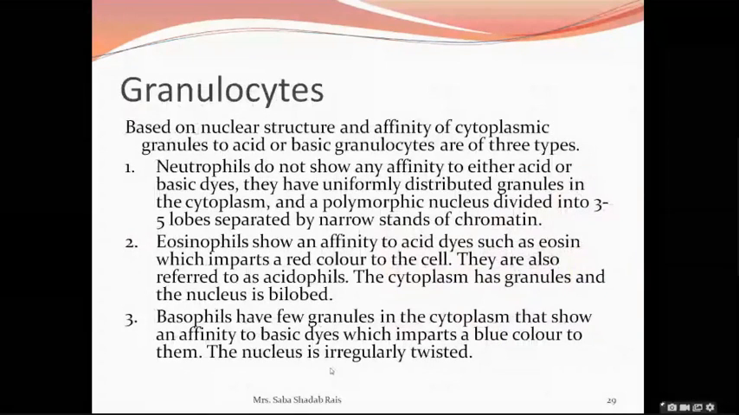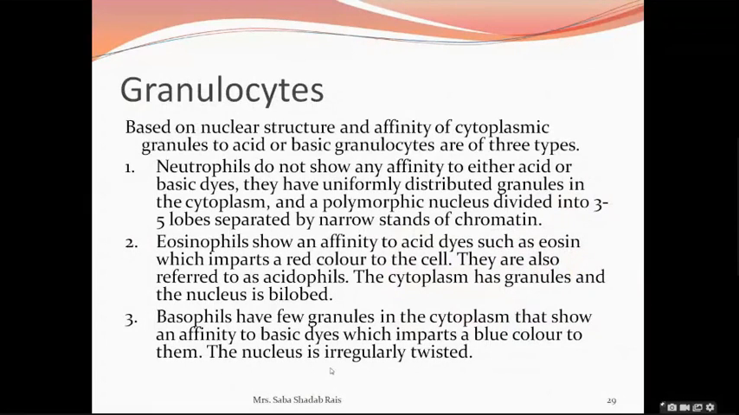I told you already that they are differentiated into granulocytes and agranulocytes. So let us discuss the granulocytes. When we talk about granulocytes, based on the nuclear structure and affinity of the cytoplasmic granules, meaning which type of granules are present, they are either acidic or basic. So they have three types. Neutrophils. Now see, this is all on the basis of the dyes which we are using for the purpose of staining.